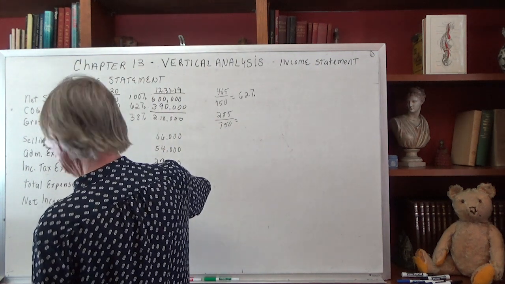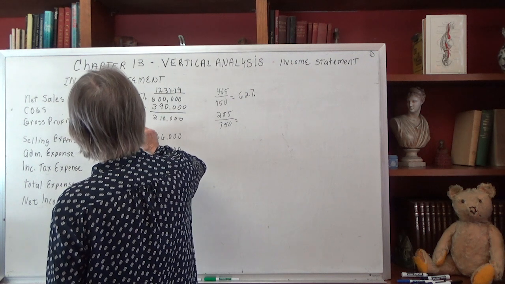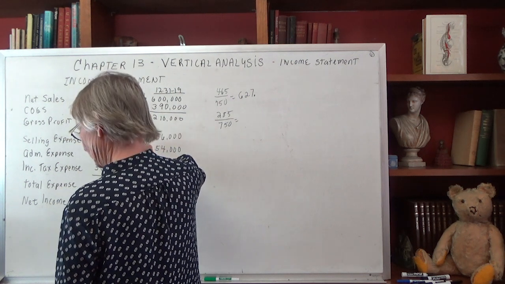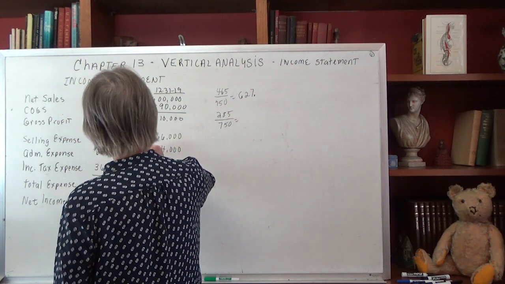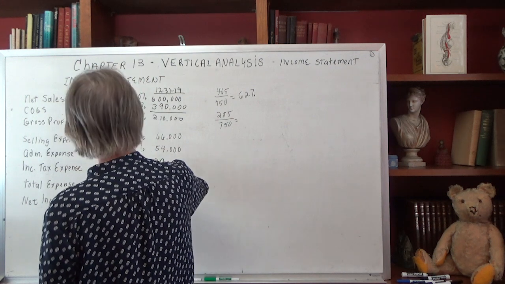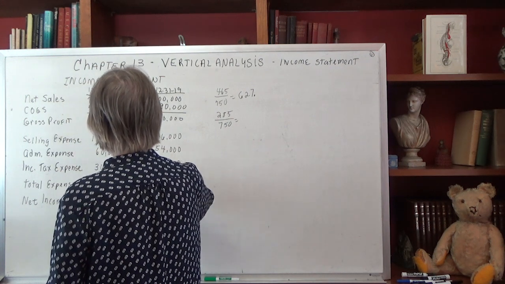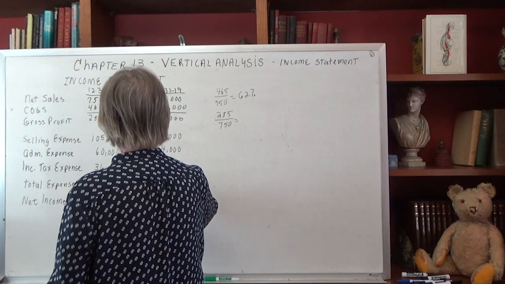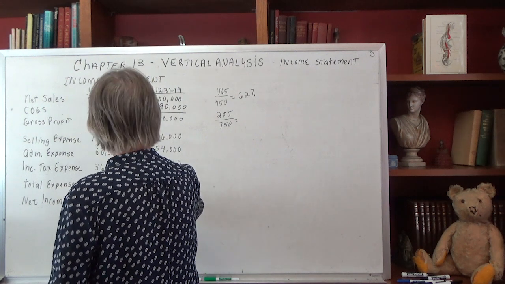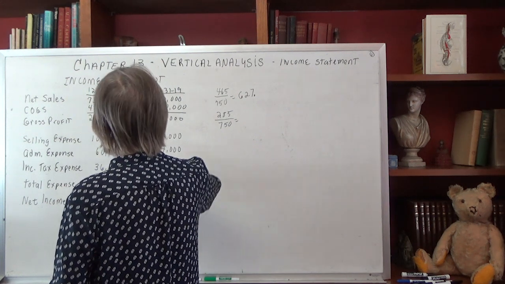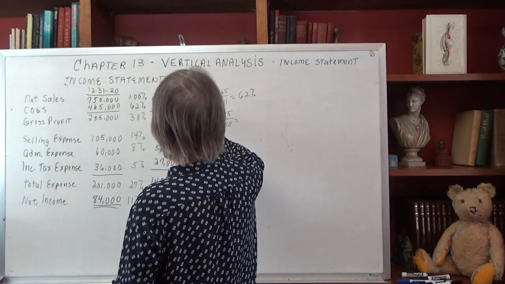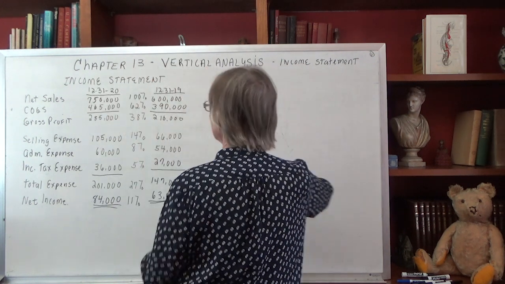So we would get 14%, 60 divided by 750 is 8%, 5%, 27%, and 84%. And then to make it useful, you do that for each year on the financial statement.